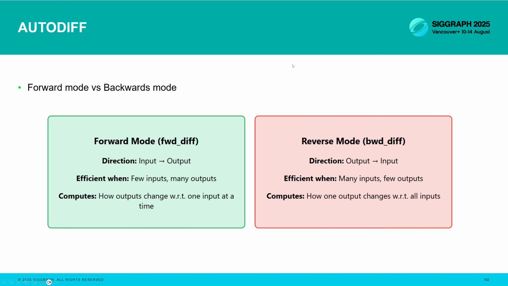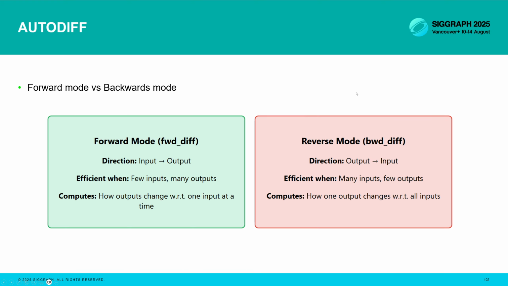So forward mode versus backwards mode. We talk in terms of a forward pass and a backwards pass. So forward mode is when we're going from the input to the output direction. So we're getting the derivatives of the output with respect to the input. So this is efficient when there are few inputs and many outputs. So it changes with how the output changes with respect to one input at a time. So you change one input, what does that do to the output, which is basic calculus.